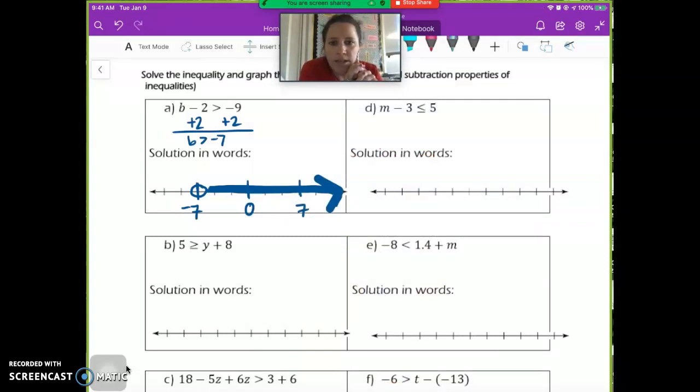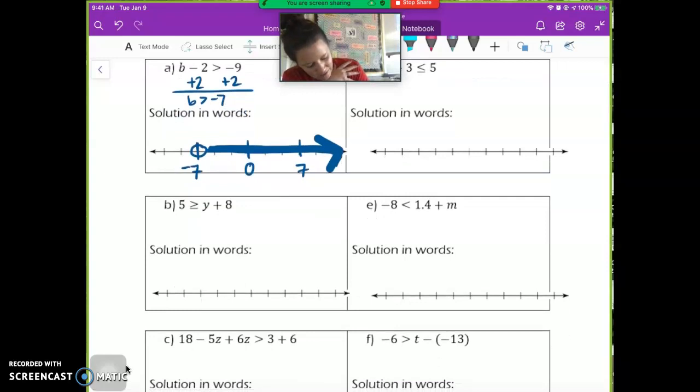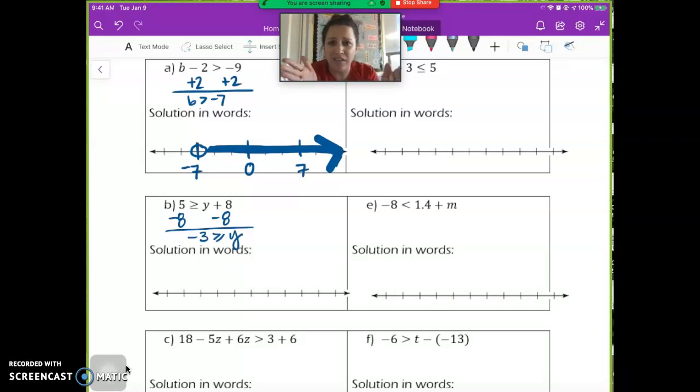Letter B. I have 5 is greater than or equal to y plus 8. So I need to get this 8 to the other side, so I'm going to subtract it. And I'm left with negative 3 is greater than or equal to y. Now, the variable's on the other side on this one. That's okay. I think you can leave it this way if it works for you. My brain doesn't work this way, so I always have to flip it around.